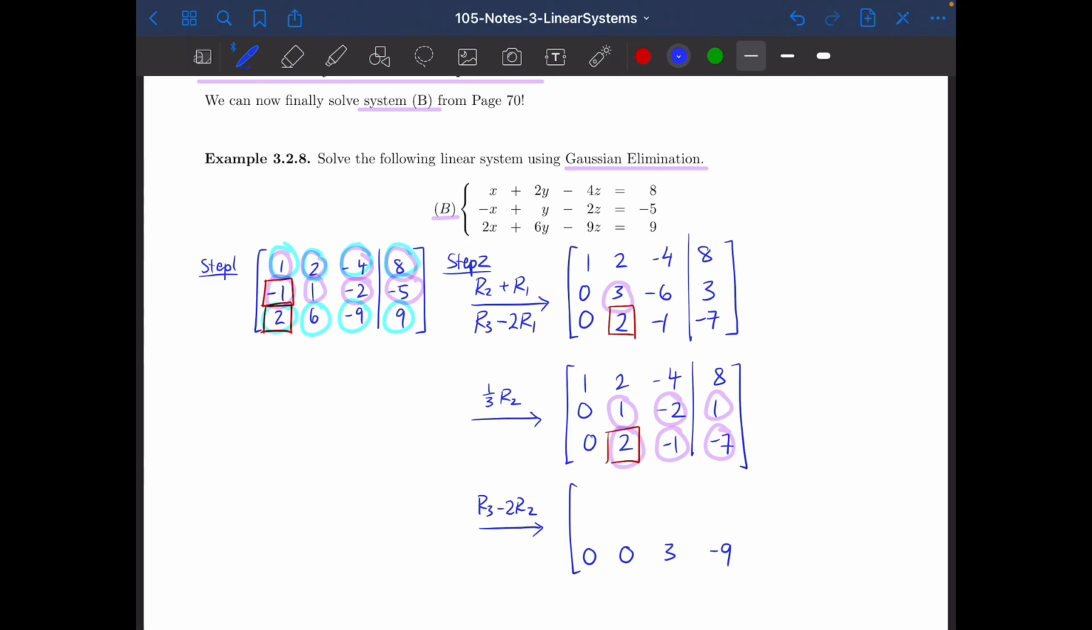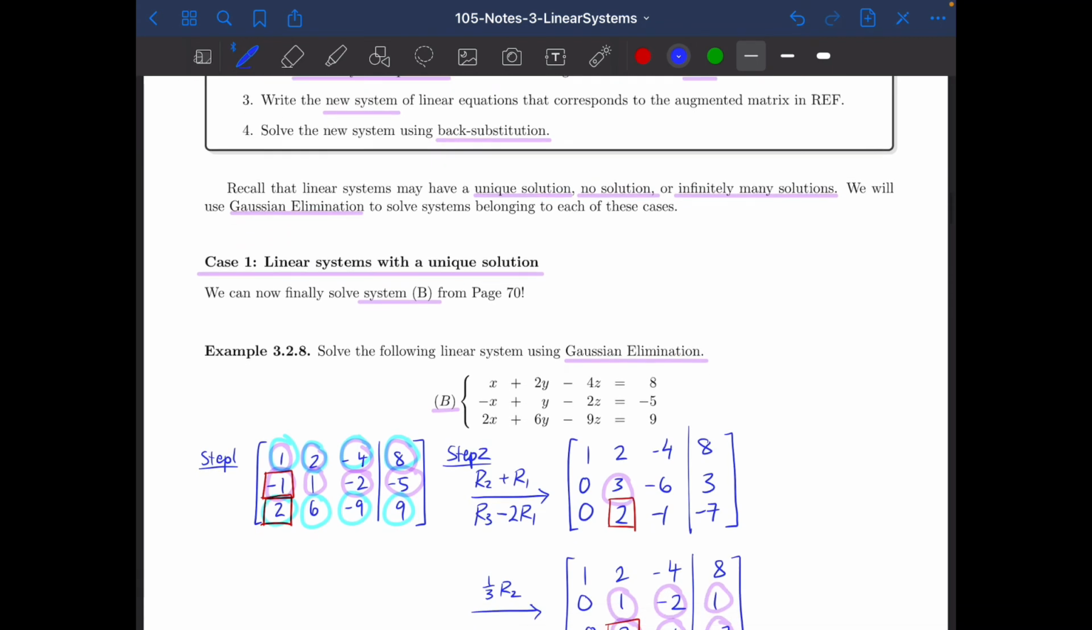The first two rows I haven't touched. I will copy those down. 1, 2, minus 4, 8, 0, 1, minus 2, 1. And this is now an augmented matrix in row echelon form. And so that concludes step 2.